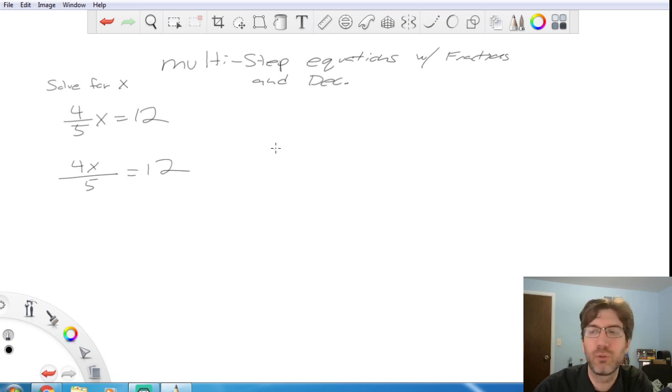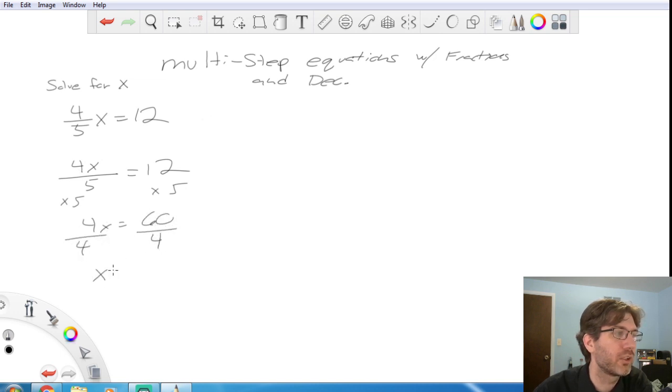If you really want to separate your fraction like that, you can say, I'm going to multiply this side by 5 to get rid of that division. Multiply that by 5, that leaves me 4x equals 60, and then I divide by this 4, divide by this 4, and I get x equals 60 divided by 4, which is going to be the same as when we do it the other way. So let's get an answer for that. 60 divided by 4 gives me 15.